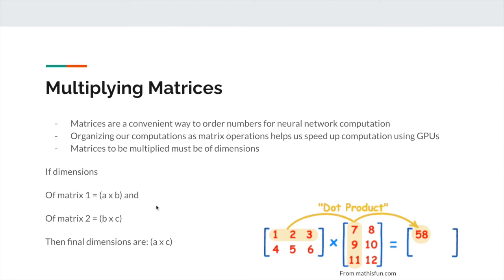So here we go, right? For matrix 1, A would be 2 because we have 2 rows, and then we have 3 columns, so B would be 3. And then for matrix 2, the first dimension is the number of rows, so that would be 3, and then the number of columns is 2. So A here is 2, B is 3, and C is 2. So then our final dimensions are going to be 2 and 2, and that's what ends up happening here. So that's essentially the basics of matrix multiplication.